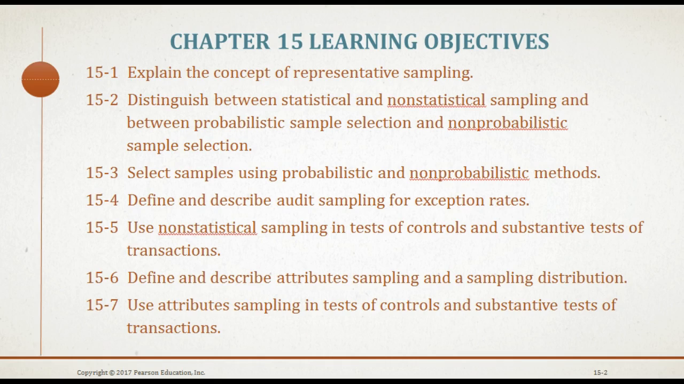You should be able to explain the concept of representative sampling, distinguish between statistical and non-statistical sampling, and between probability sampling and non-probability sampling. You should also be able to select samples using probability and non-probability methods, define and describe audit sampling for exception rates, use non-statistical sampling in the test of controls and substantive tests of transactions, define and describe attribute sampling and a sampling distribution, and lastly, be able to use attribute sampling in the test of controls and substantive tests of transactions.